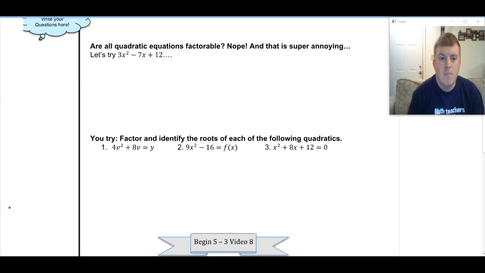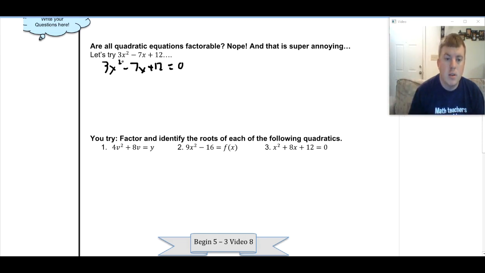Now, occasionally we may run into a quadratic equation that is not going to be factorable. So let's take a look at what this might look like. Let's, for example, try 3x squared minus 7x is equal to 12. The first thing we're going to want to do is to set this equal to 0. So let's go ahead and do that.